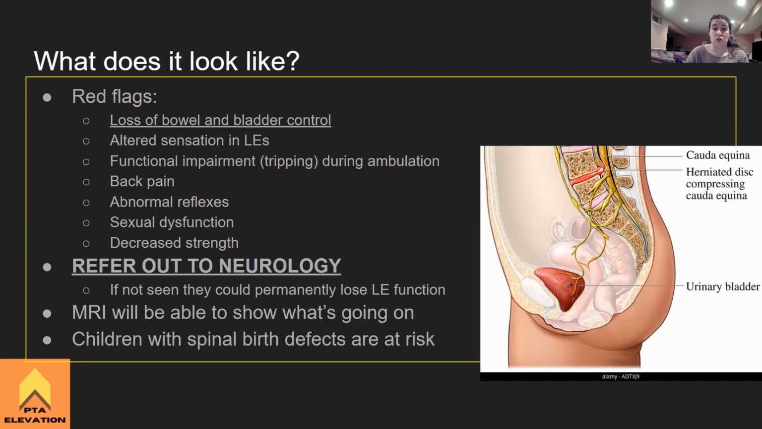So we're sending these people to neurology, because if we don't, they could permanently lose sensation in their lower extremities or even function and end up being wheelchair bound. And that's the last thing we want, is for a disc herniation to cause somebody to be in a wheelchair for the rest of their life. So the sooner we can get this seen by a neurologist and the problem solved, the sooner we can get this patient back to doing the things that they want to do.